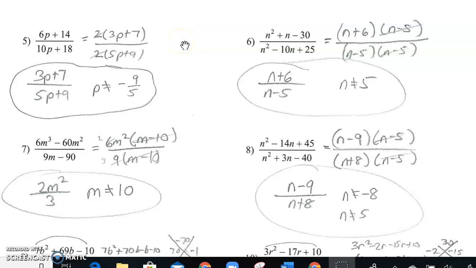On bottom, that factors to a perfect square. Numbers that multiply to 25 and add to negative 10 are negative 5 and negative 5. So then we recognize our excluded value is 5 for both factors, so n can't be 5. And then you can cancel out an n minus 5, leaving n plus 6 over n minus 5.